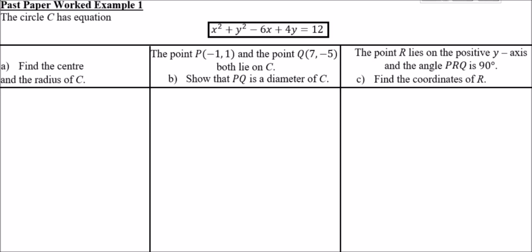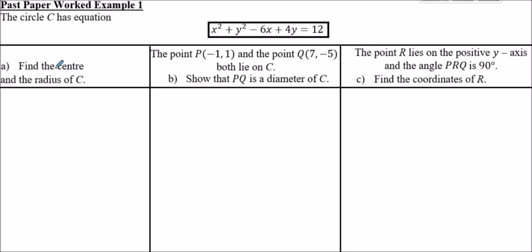So today, because it's the last lesson, I want to give you as much practice and as much input of these past paper questions as I can. So here's one straight away. Let's get straight into it. So we've got this circle C with this equation here, x squared plus y squared minus 6x plus 4y equals 12. First of all, we need to find the centre and the radius of C.